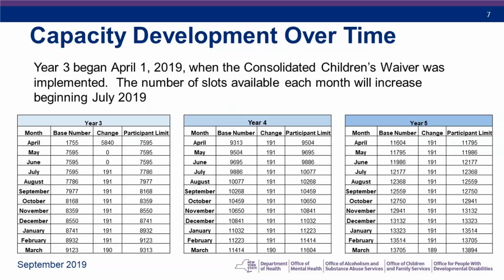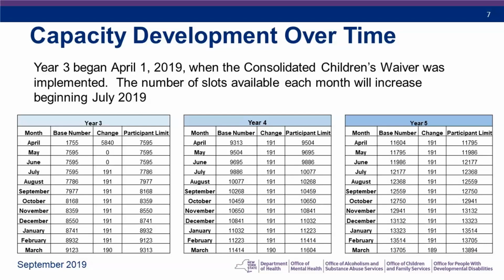We've been asked a lot about slots and the increase of slots. So I think in many webinars we have shared that our submission to CMS outlines that there's an increase of slots. And you'll see here that when we transitioned to the children's waiver, we were already in year 3, because when we built the children's waiver, we used the DOH Care at Home 1 and 2 waiver. So we just proceeded with their waiver as the foundation. And so you can see there in April, that base number of 1755 was just for Care at Home. And then the increase of the 5,840 were the children that were transitioned into the waiver.